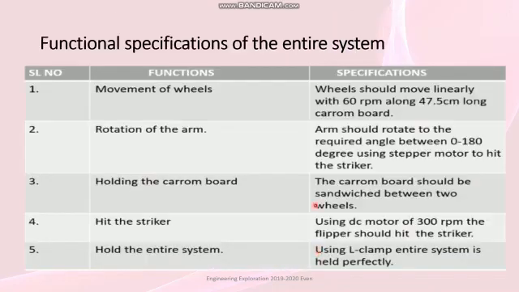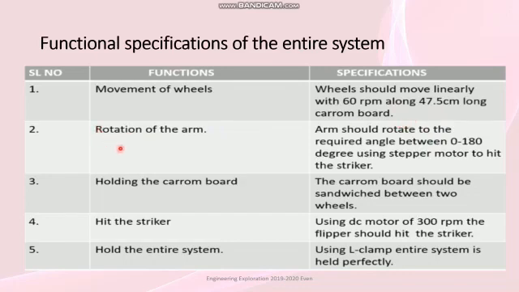So next we'll see the functional specifications of the entire system. So we had totally identified 5 functions. The first one was the movement of the wheels. So its specification was wheel should move linearly with 60 rpm along 47.5 centimeter long carom board. Basically it should move linearly around the board.